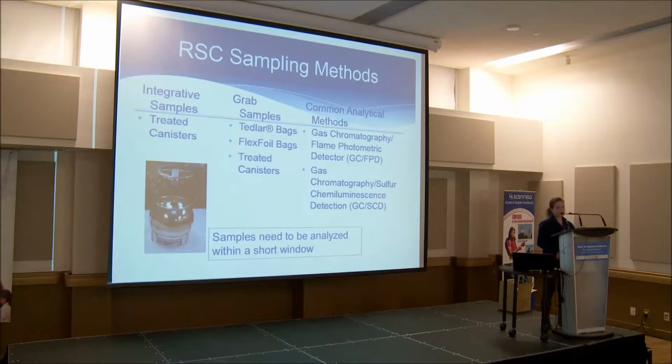So generally, if we're looking both at integrative and grab samples, you can use a treated canister, something like a Sulfinert cylinder. And you could also take grab samples using Tedlar bags or flex foil bags, depending on what's easiest in the situation. And the two types of analytical methods that are generally used for RSCs are GC-FPD and GC-SCD.